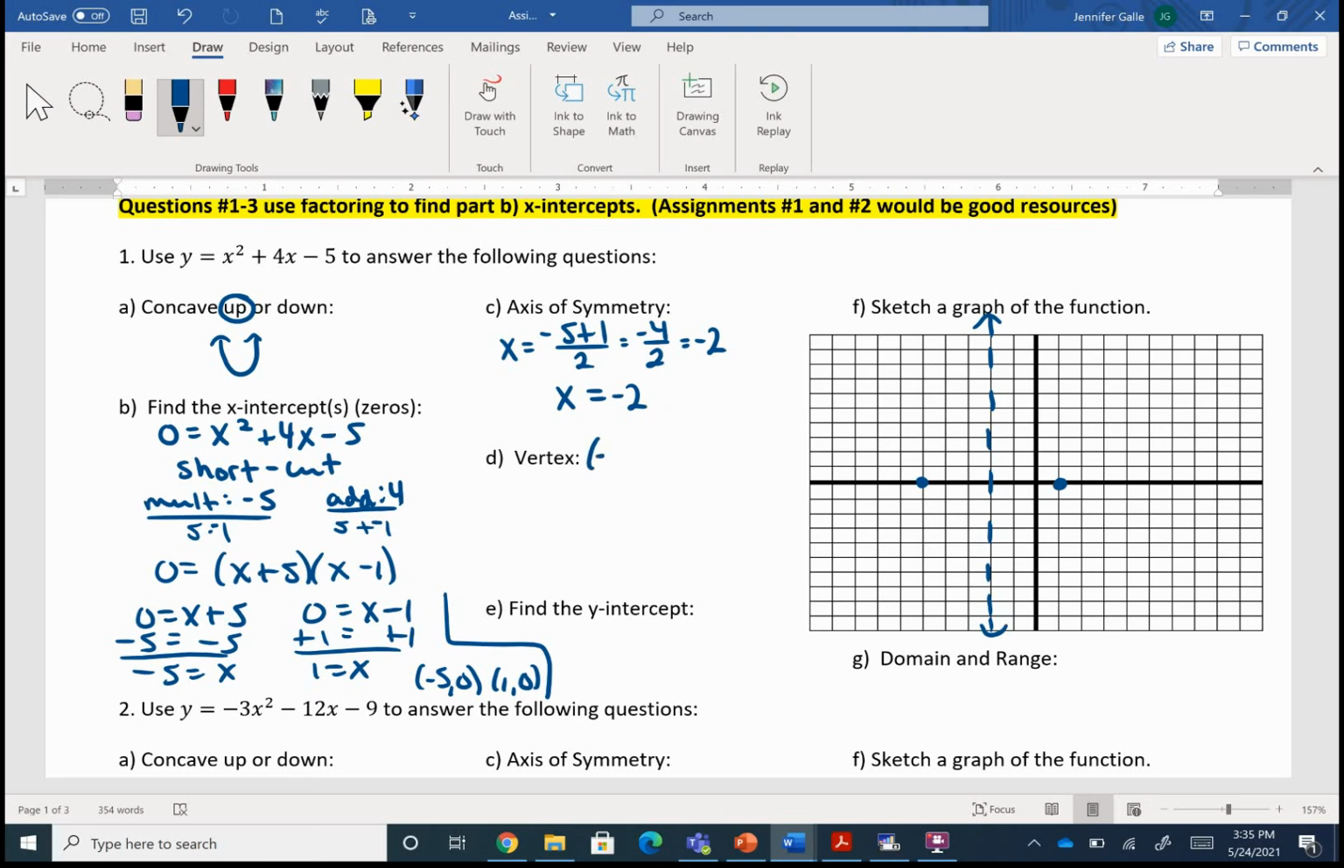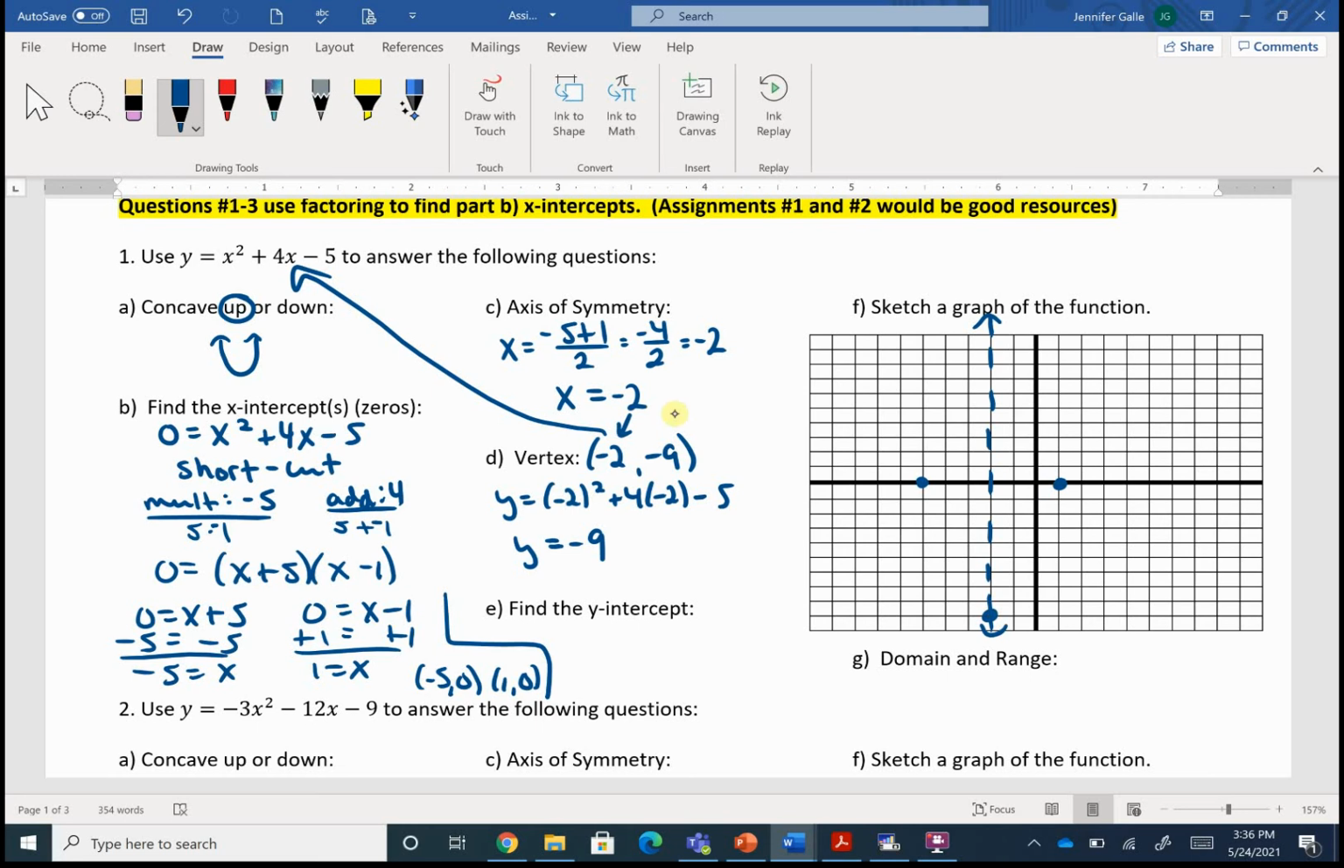Now, for the vertex, we already know the x value. To find the y value, I have to put the x back into the original equation. So we're going to have -2 squared plus 4 times -2 and then -5. You can throw that right in your calculator. And we end up with y equals -9. There's the other part to my vertex. If I want to go ahead and graph that, I can.